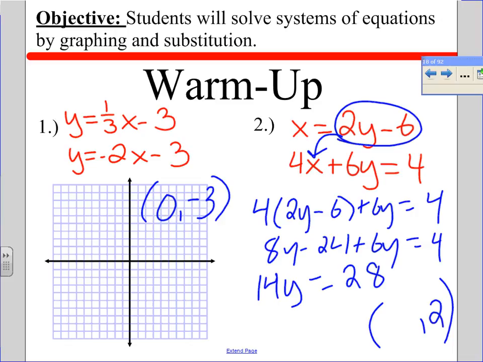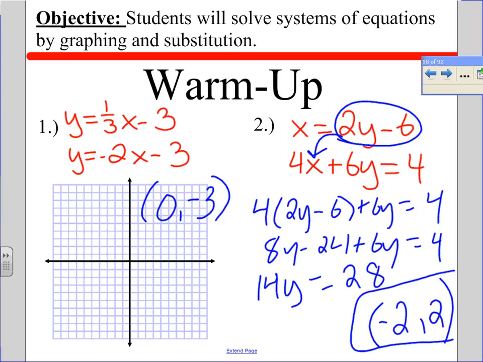Did everyone get y as 2? Okay, what should x be, Dirk? Good. Dirk, how'd you get that? Good job. 2 times 2 is 4. 4 minus 6 is -2. So before we go over homework, any questions on substitution or graphing with the calculator?